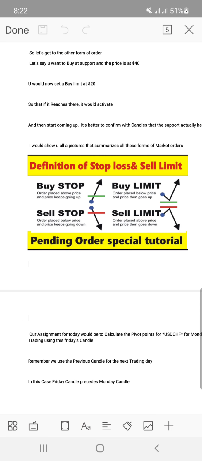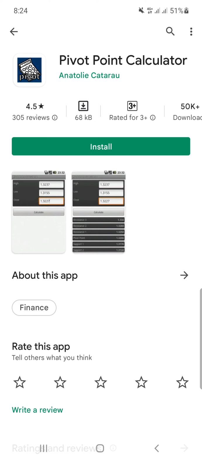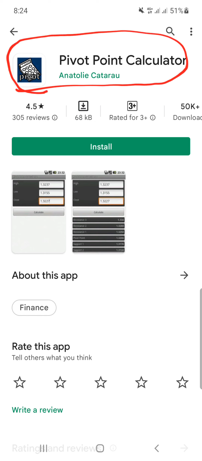For those that are finding it difficult to download this particular pivot point app, this is the app on Play Store. This is how it looks. You just click on install, then you install the app. After installing, I will show you how to calculate. It's a practical example to make us understand better.